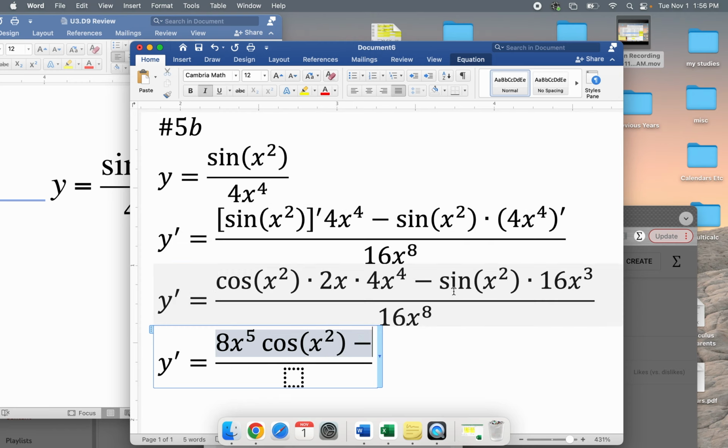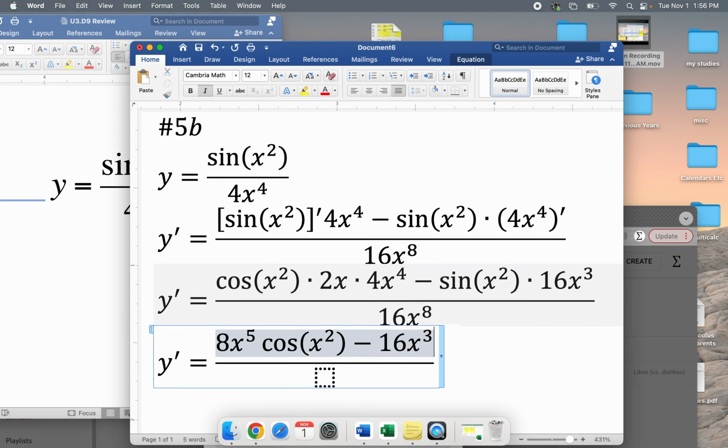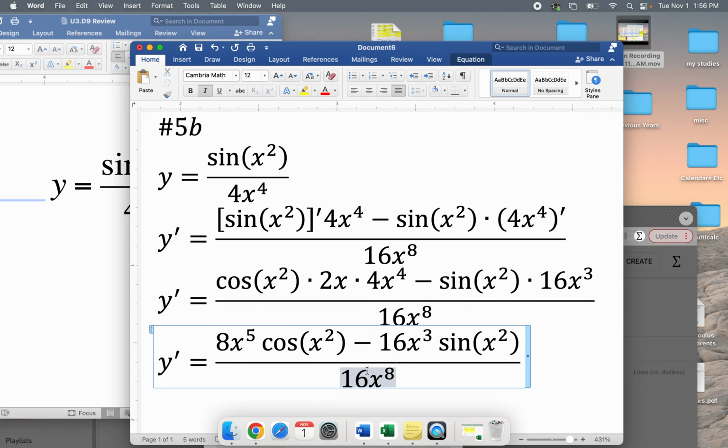Minus, not much to do in this one. I guess you could put the 16x to the 3rd first. By convention, people usually put polynomial stuff like this first, but you don't have to. All over 16x to the 8th. Guys, please don't think that this 16 here cancels with this one. It does not.